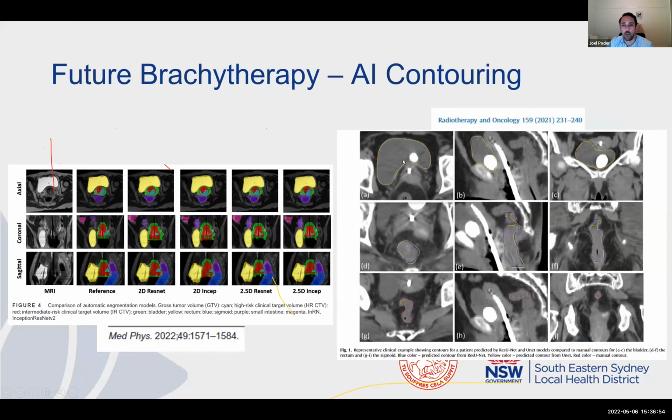So you can see it's performing quite well. I believe from this slide, the yellow is the artificial intelligence contour, and there's a red contour underneath here, which is the manual contour. So you can see for a number of these particular images that the two contours are essentially indistinguishable.